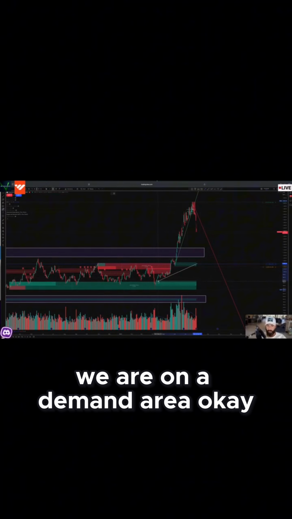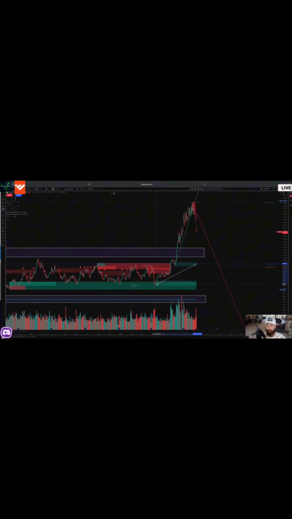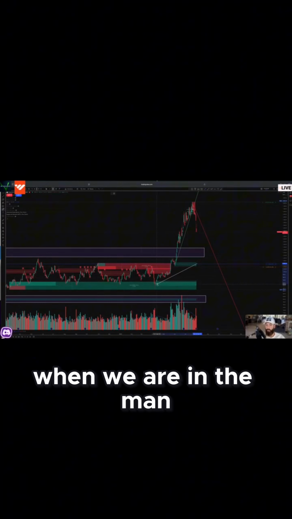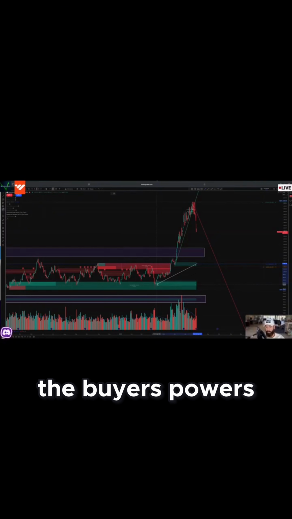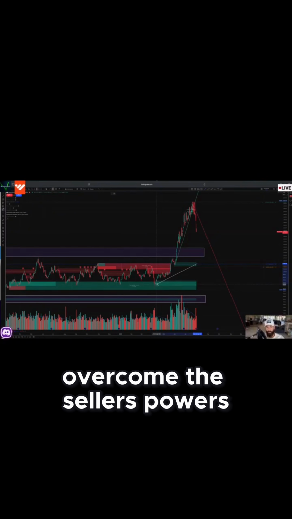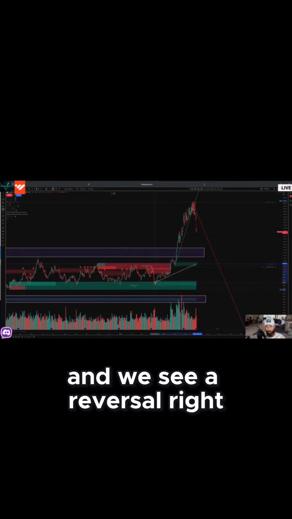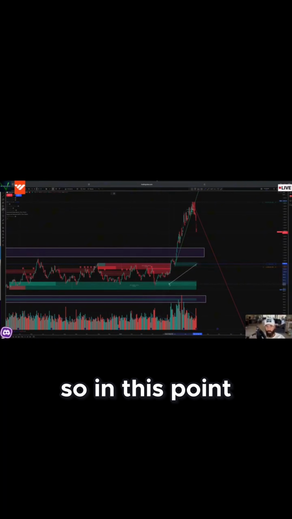We are on a demand area, okay? And we know that when we are in demand, we see the buyers' power overcome the sellers' power, and we see a reversal right at this point. So at this point, we are either going to take a long position or do nothing.